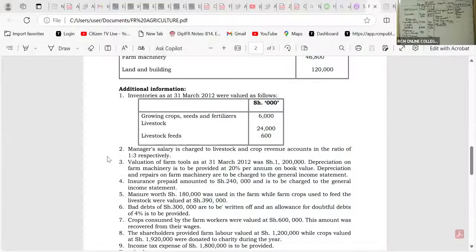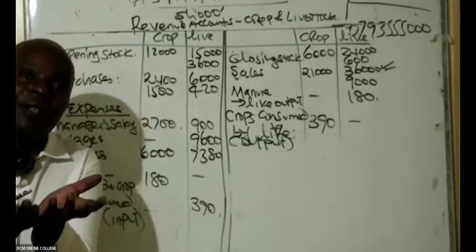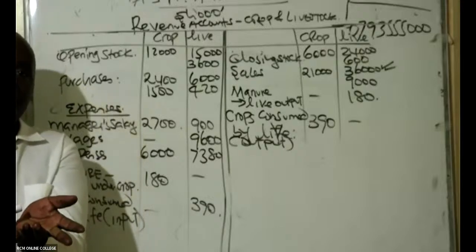So this question here, they are telling us, crops consumed by farm workers. No, bad debts. Bad debts of 300 to be written off. Of course, bad debts can come to crop account, can come to livestock accounts. Look at note 7. Crops consumed by the farm workers were valued at 600. This amount was recovered from their wages. What we do, there is nothing for free. What we do, ladies and gentlemen, here, these crops worth 600 were, of course, given to the workers.